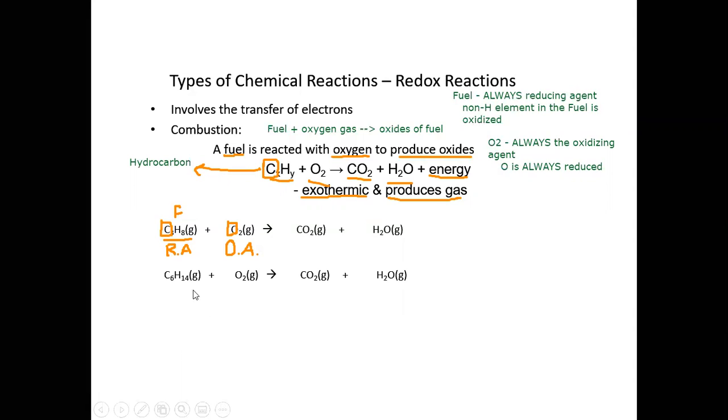Let's look at another example. Here we have hexane plus O2 gives us CO2 and steam. Again, the non-hydrogen component in the fuel is oxidized, so carbon is oxidized. So that means C6H14 is the reducing agent. Oxygen is reduced. The O2 is the oxidizing agent.